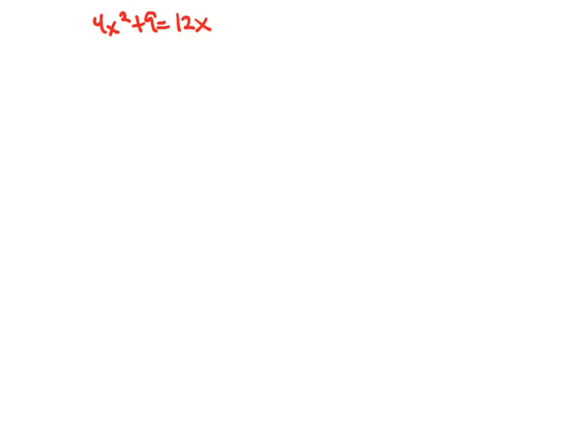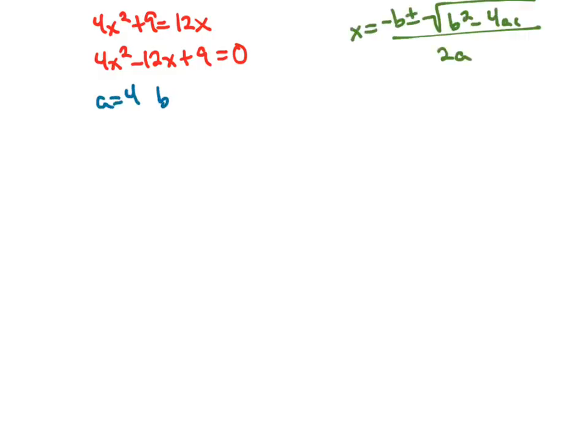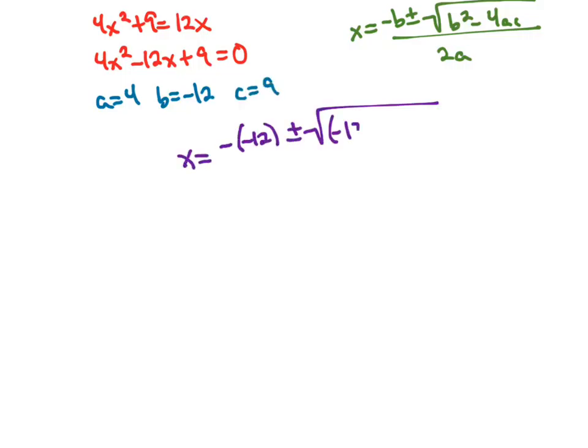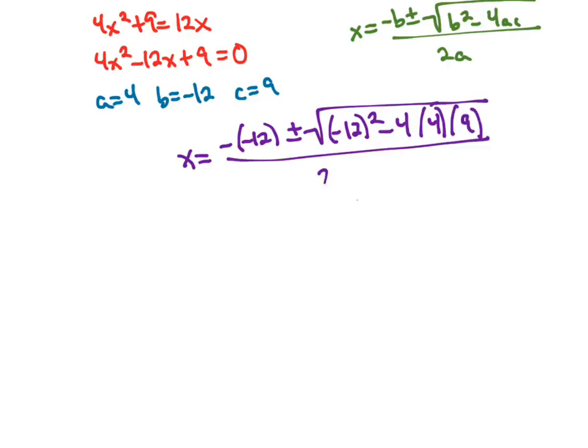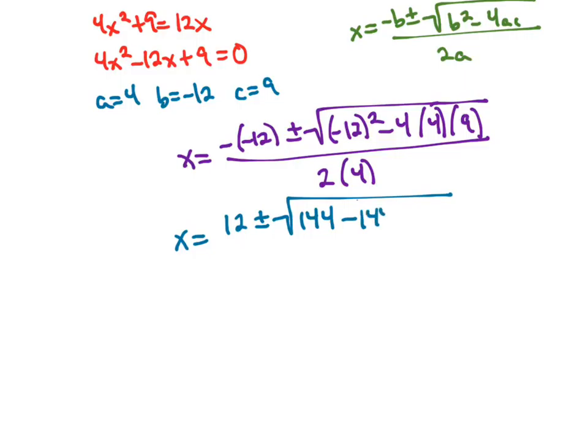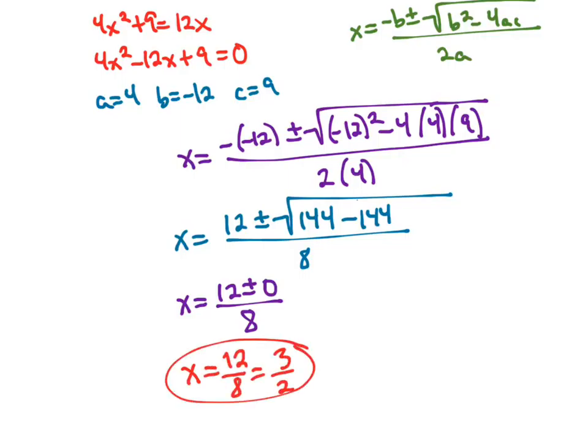Third sample for you to try on your own. One solution. Why only one solution? Because our discriminant was 0.